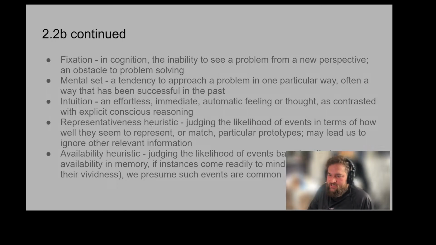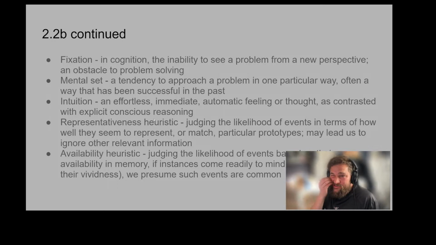Representative heuristic is to what extent something matches what represents a certain category. And we use the shortcut of saying it looks like that instead of thinking through all the steps. Availability heuristic is convenience. If it's something that's been recently on our mind, we think it's more common than it actually is. It goes a little bit with confirmation bias.